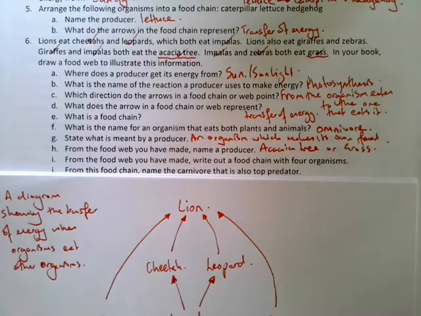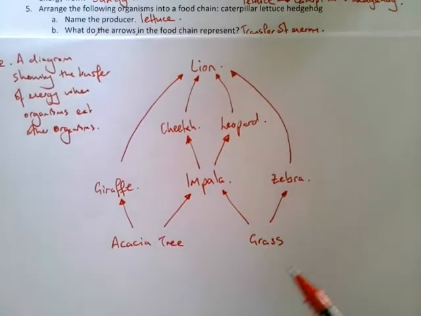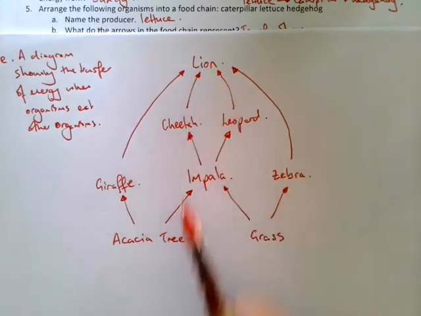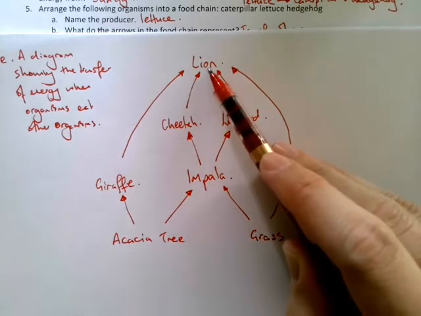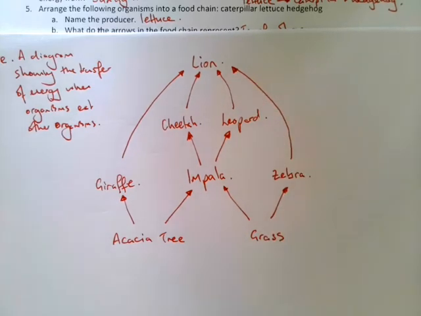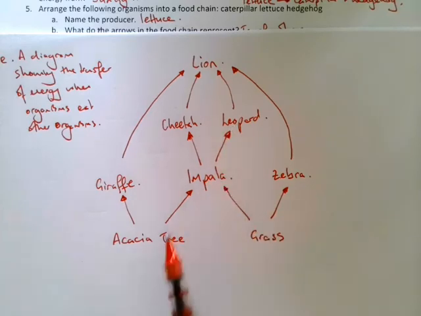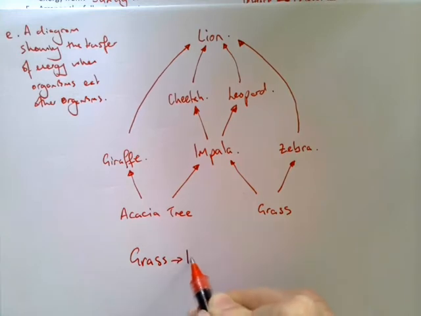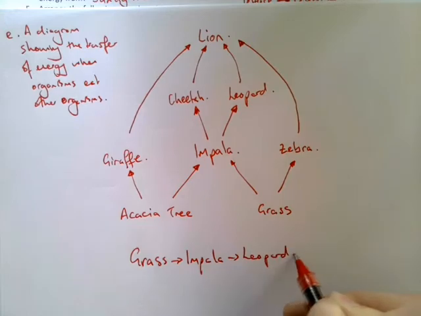From the food web you have made, write out a food chain with 4 organisms. Okay, so what I need to do now is, in here, there's lots of different food chains. There's this food chain, this food chain, this food chain, and so on. One with 4 organisms in it is going to have to be the lion, then one of these 2, then an impala, and then one of these 2. So for example, I could have grass, impala, leopard, lion. Okay.